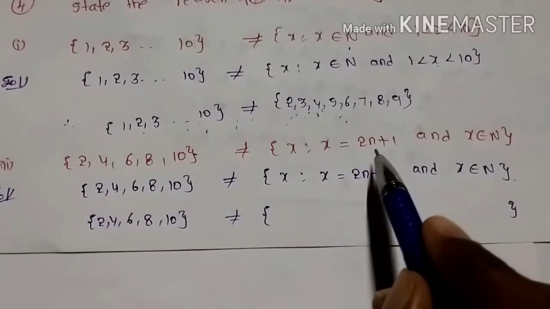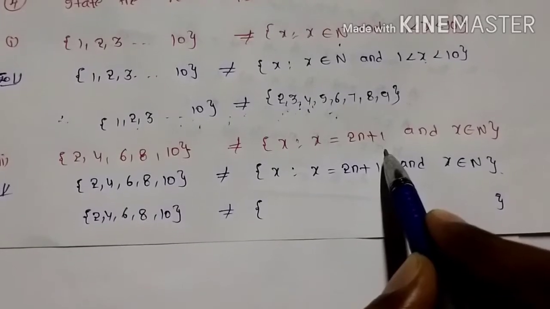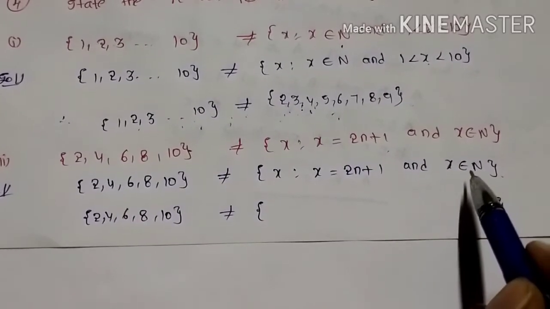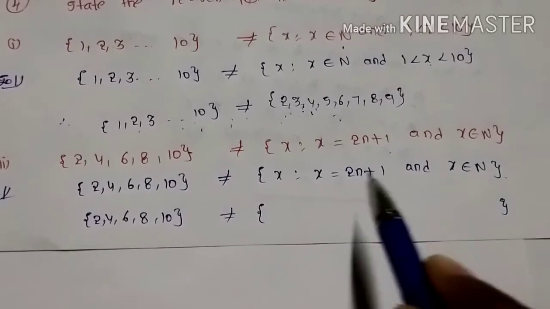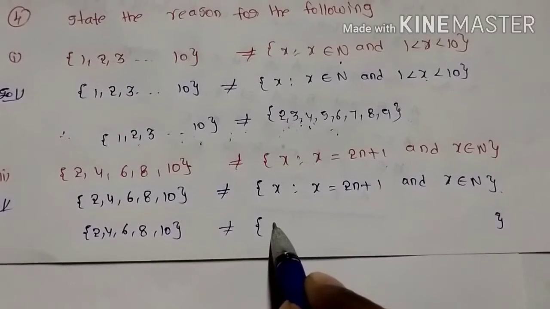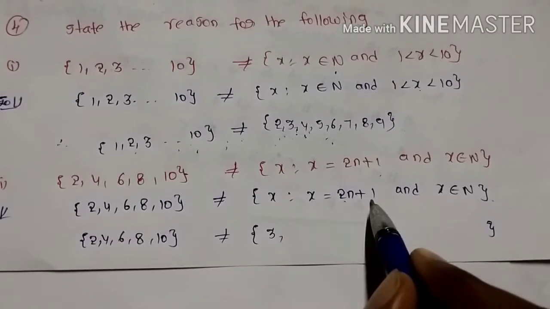Once you remember that 2n plus 1 is the general form of odd numbers, yes, you know which are the odd numbers. For example, x belongs to N, that means a natural number. If I take n equal to 1, 2 times 1 is 2, 2 plus 1 how much? 3 only. Okay. Next, if I take 2, 2 times 2 is 4, 4 plus 1 how much? 5.